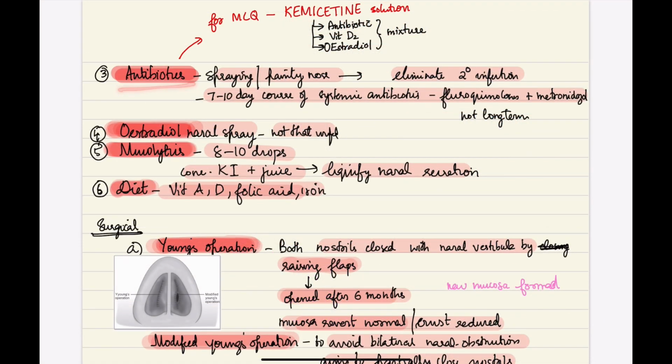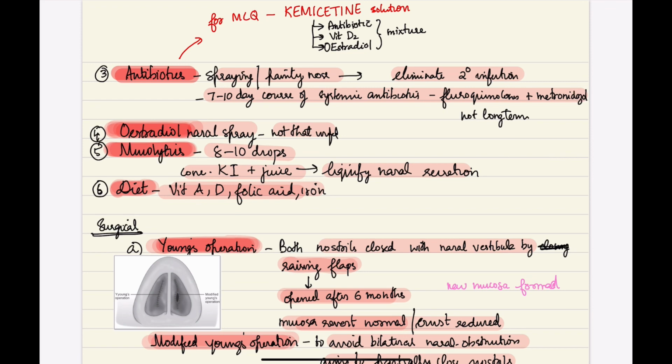We can give antibiotics by spraying or painting the nose, which will eliminate secondary infections. We can give a solution named Kemicetine, which is a mixture of antibiotics, vitamin D2 and estradiol. This can be asked in MCQs. Estradiol nasal spray can be given. Mucolytics, 8 to 10 drops, which will liquefy nasal secretions, can be given, and we can ask them to add vitamin A, D, folic acid and iron in their diet.